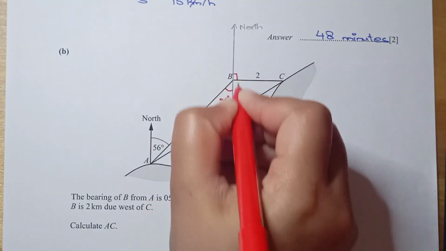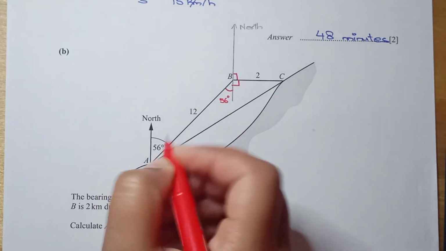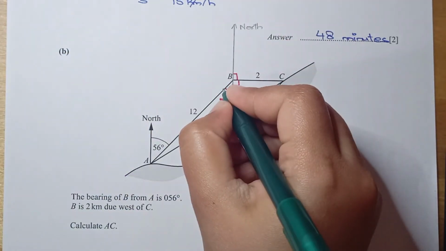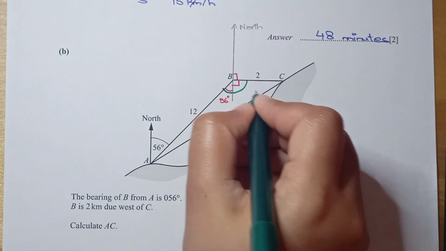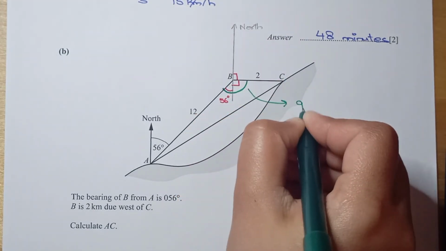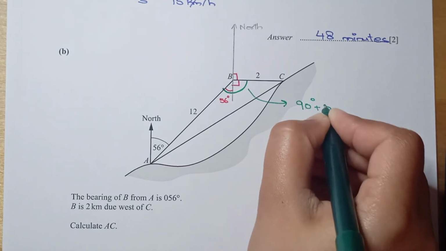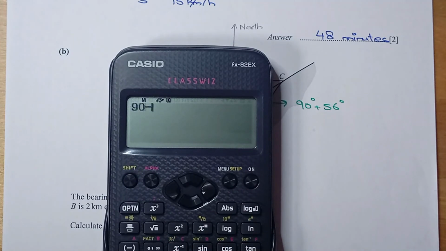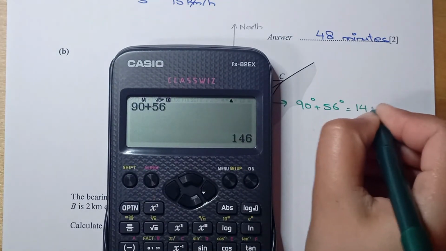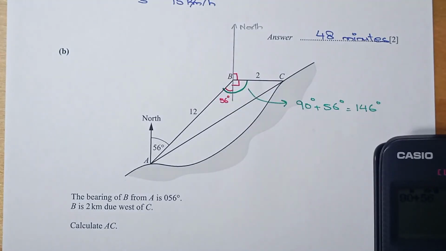This is 90 degrees, this is also 90 degrees, right? So what is this complete angle B? This angle B is basically a sum of 90 degrees and 56 degrees. So we have 90 plus 56 is 146. So this angle is 146 degrees. Now we have angle B and the two sides. We can easily find the side AC by using the law of cosine.